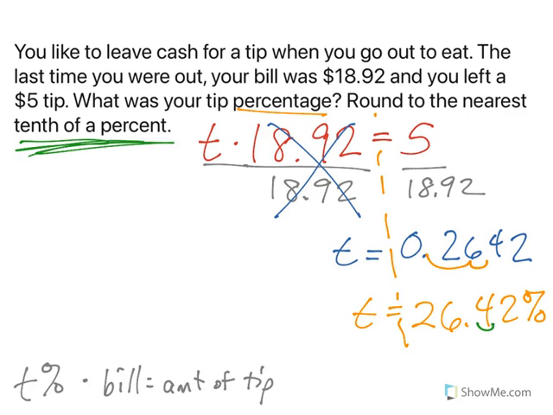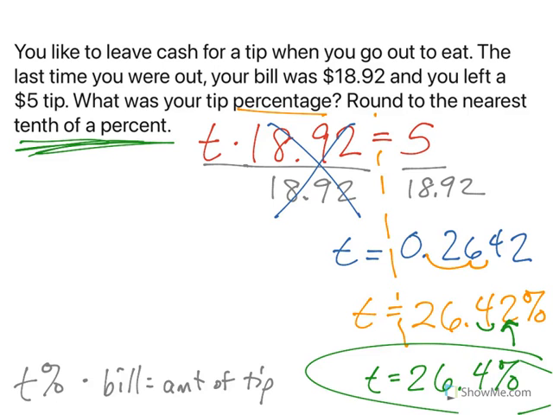So if we're rounding to the 1/10, we look 1 place past. 2 tells us to round down. And so our tip percentage is 26.4%. These are some nice tips here in these examples. So given a bill and a tip amount, you can now find the tip percentage.